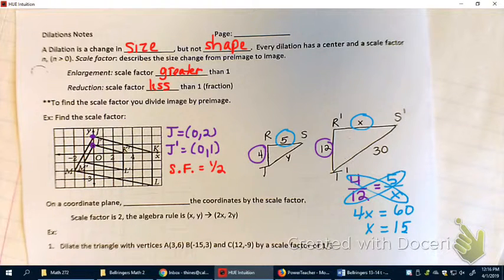Next fill in the blank. It says on a coordinate plane, blank the coordinates by the scale factor. You multiply the coordinates by the scale factor. And the rule is if you start with x, y, and the scale factor is 2, you'll multiply each of them by 2. That makes sense? All right, let's look at some examples about that.